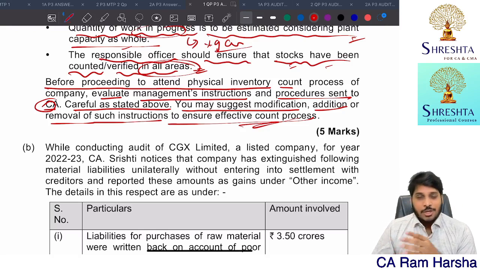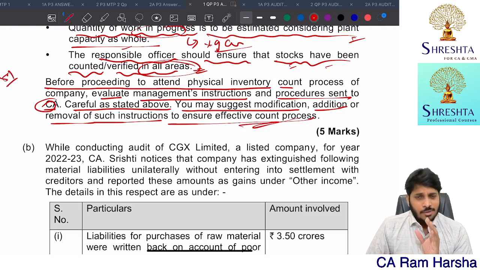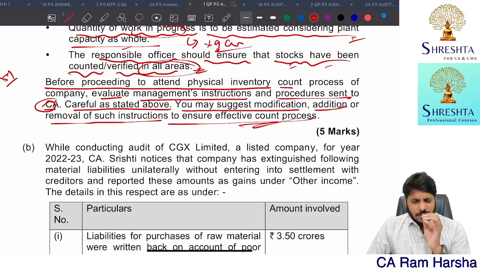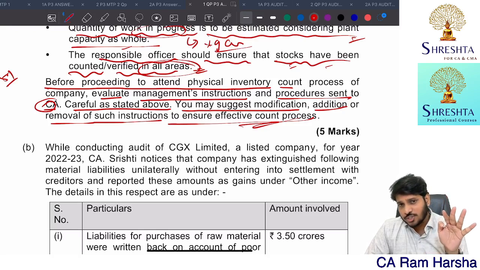So, you remember SA 501? Under 501, the auditor must obtain sufficient appropriate evidence regarding existence and condition of inventory by attending physical inventory counting at year end. When the auditor is attending physical inventory counting at year end, he should observe the following. Look at the management's instructions for the count procedures. Test check the inventory, inspect the inventory, reconcile it with the records. Yes or no? These are the 4 points which are there.